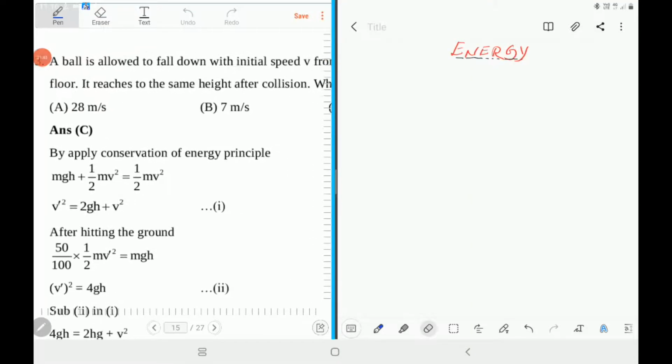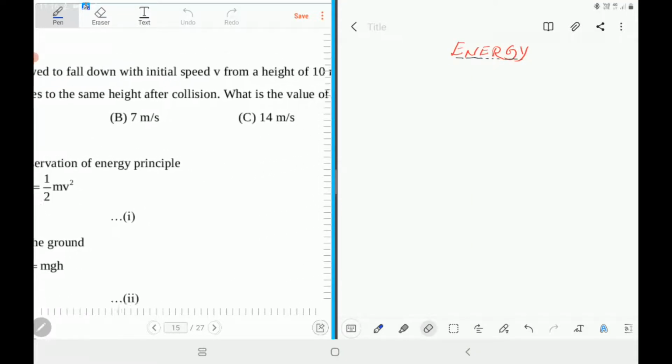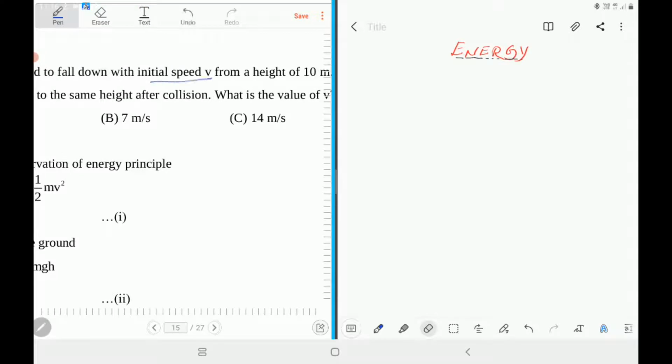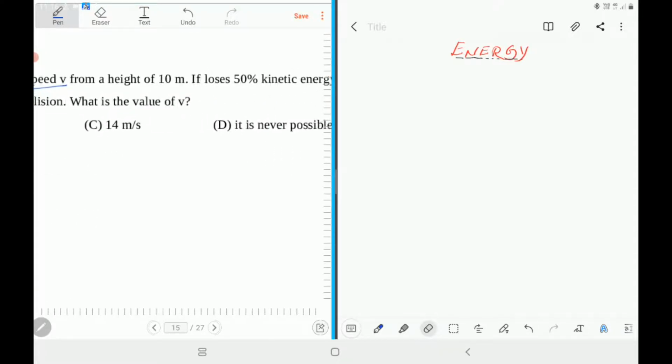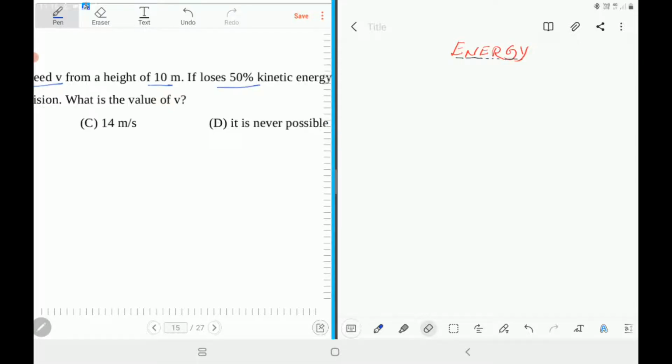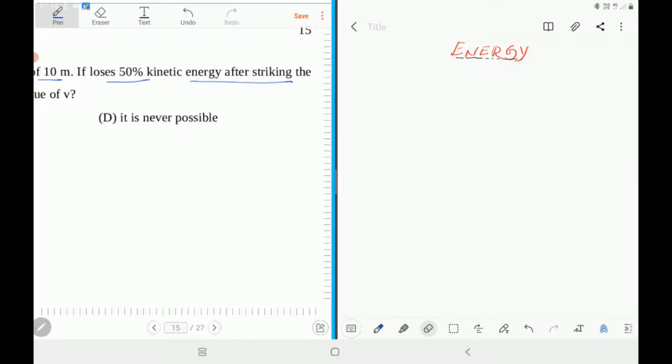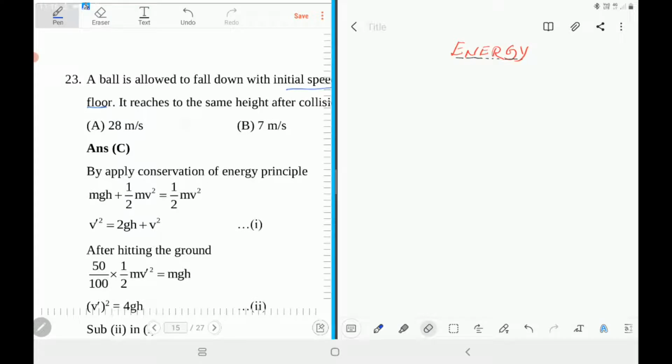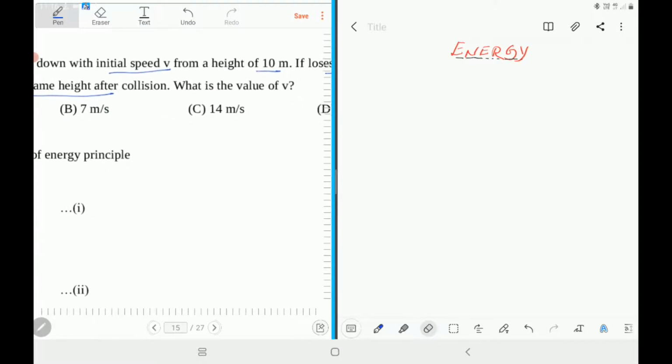Yes, okay children, in this problem, a ball is allowed to fall down with velocity v from a height h of 10 meters. It loses 50% of the kinetic energy after striking the floor. It reaches the same height after collision. What is the value of v?